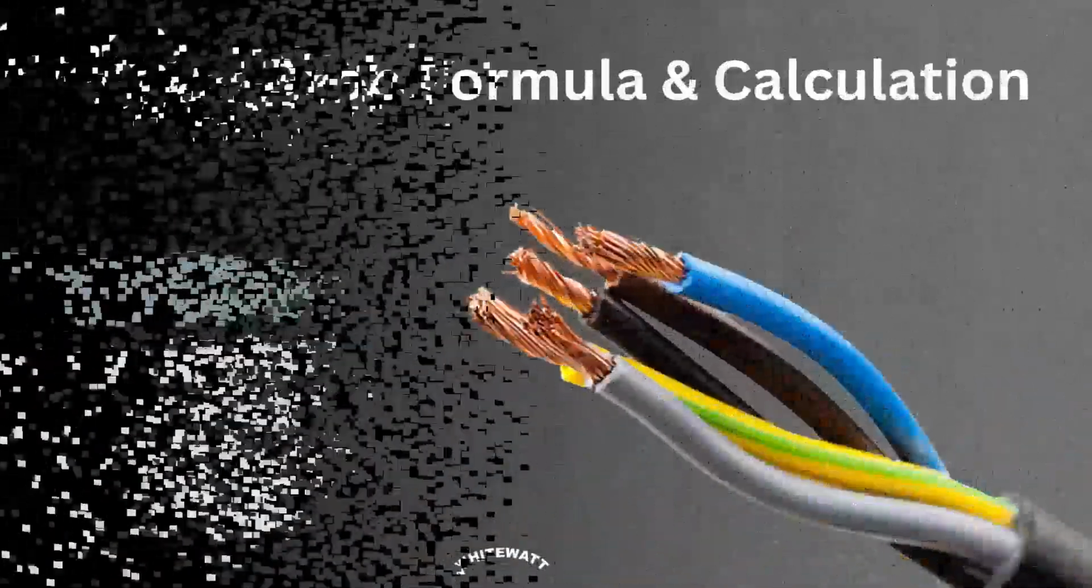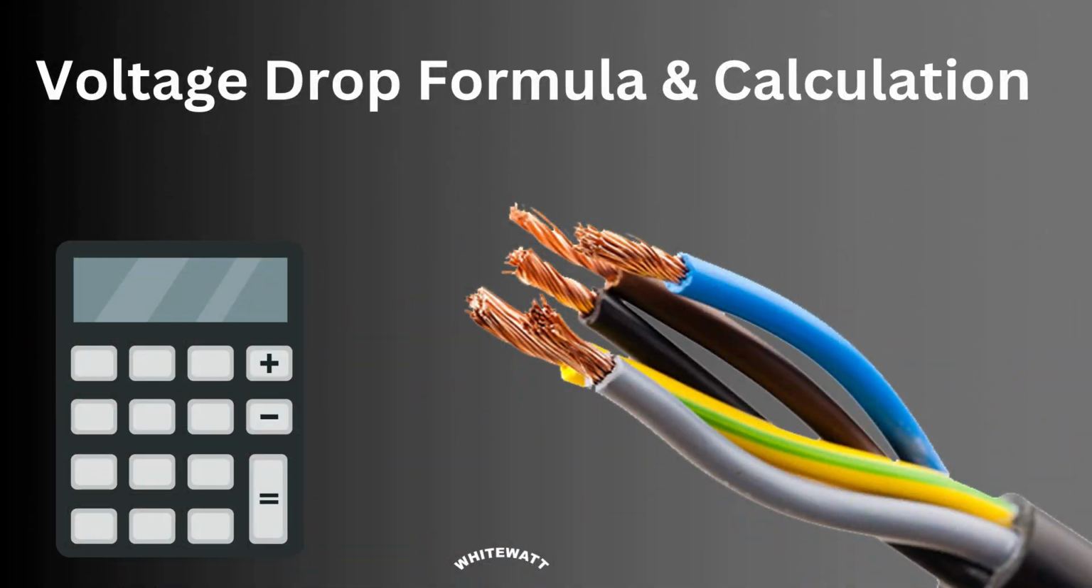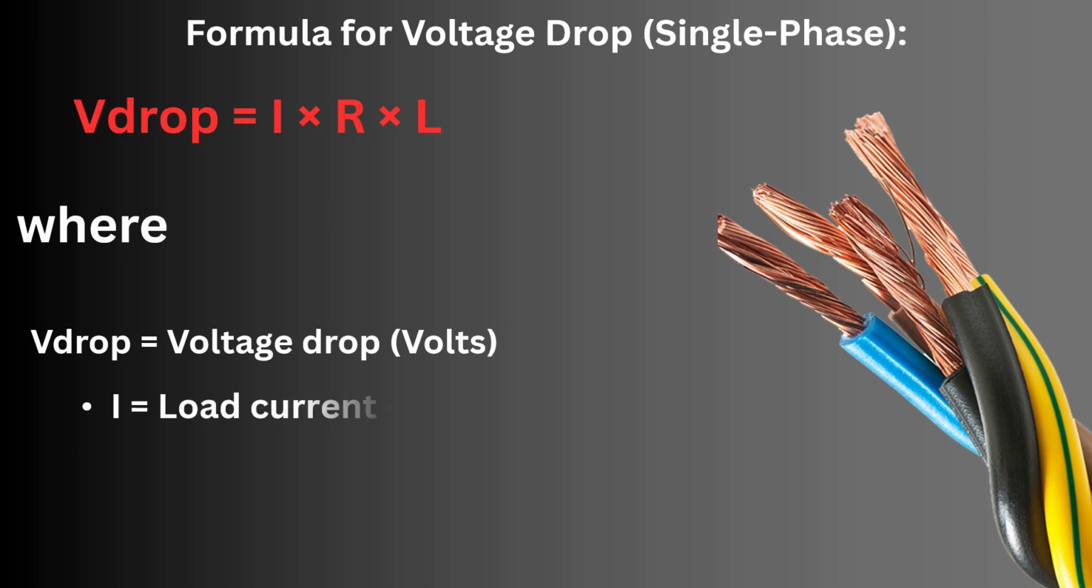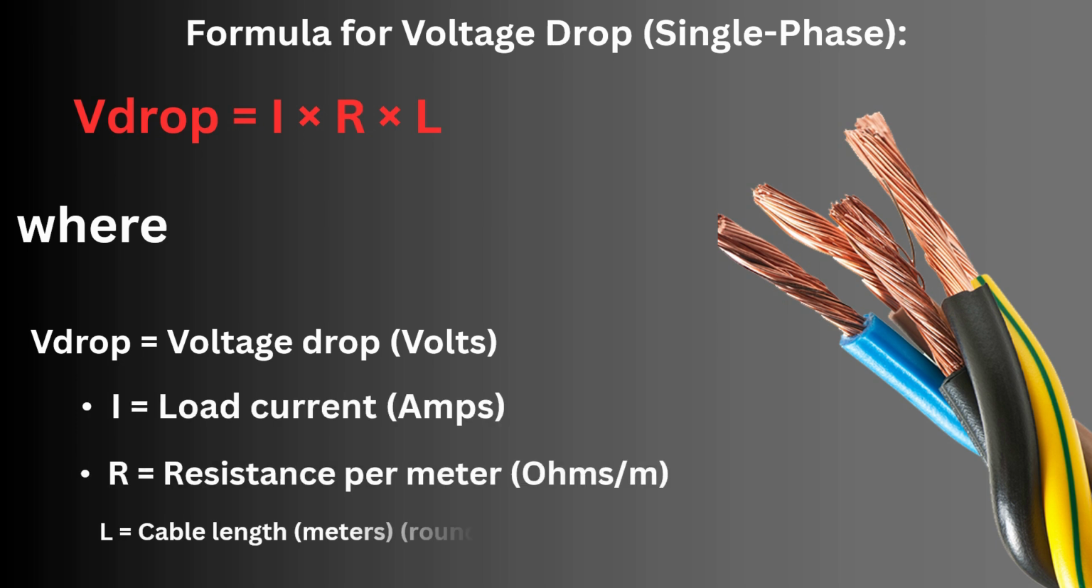Today our topic is voltage drop formula and calculation. So let's start. Voltage drop formula for single phase: V drop is equal to I multiplied by R multiplied by L, where V drop is voltage drop, I is load current in amperes, R is resistance per meter in ohms, and L is cable length in meters, round trip from source to load and back.